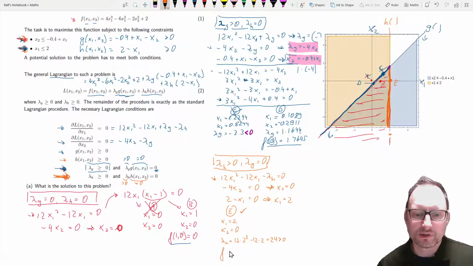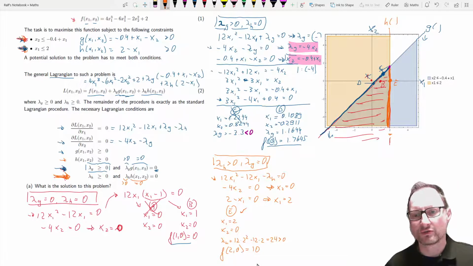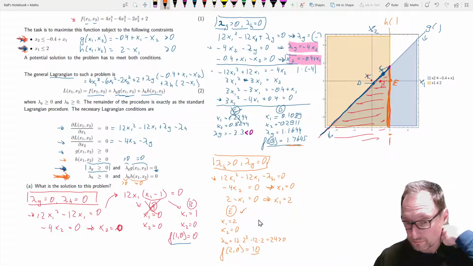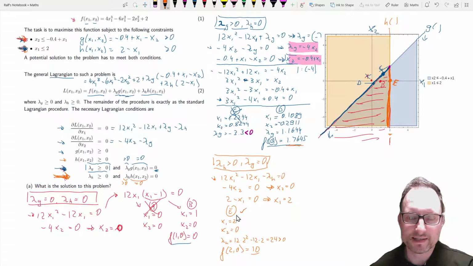And now let's see what the function value at 2, 0 is. Well, if you plug in 2 and 0 into the function, what you will get is a function value of 10. So remember what we earlier found out: D has a higher function value than B, and now we found out that E has a higher function value even than D. Because D had a function value of 1.76, and now we have a function value of 10 at that point E. So our remaining possible solution is E.